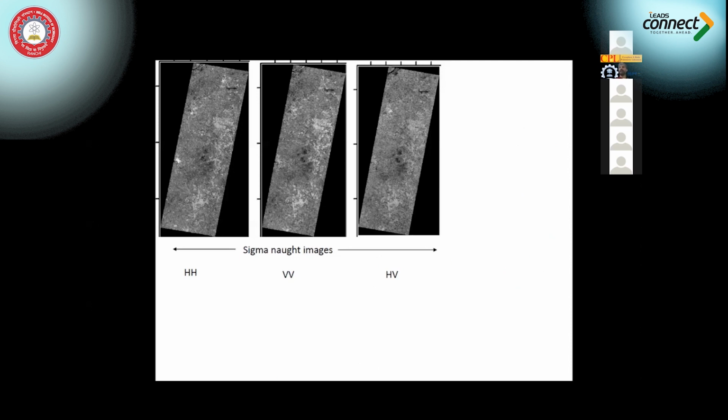Suppose you have a single polarization measurement, transmitting H, receiving H, you will get such kind of image. It will be very difficult to interpret. Suppose you have another option of polarizations, transmitting V, receiving V, so you will get the VV polarization. In another case, you can have cross polarizations, transmitting H, receiving V, or transmitting V, receiving H, depending on the configuration of the radar system.